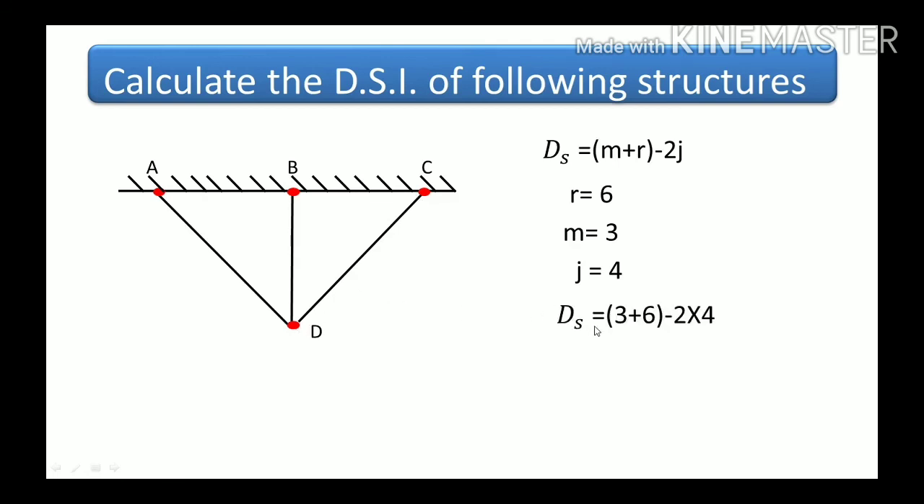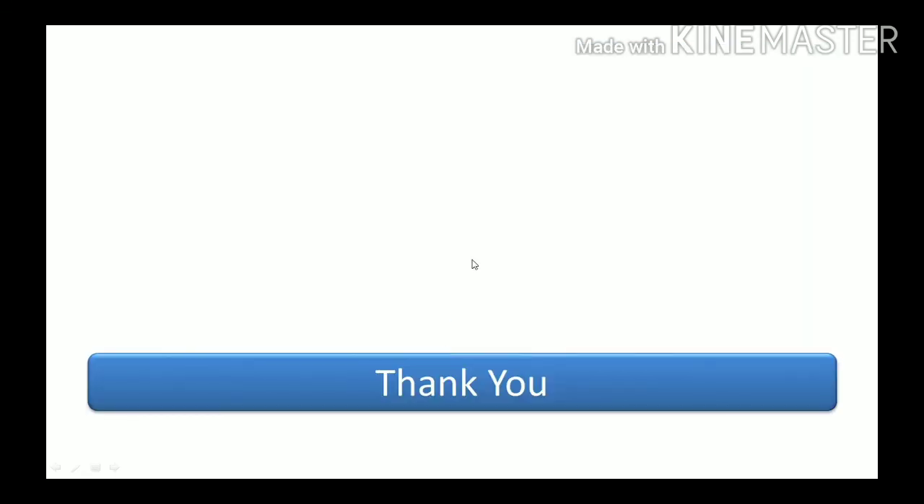So DS is equal to, putting in the values, M is equal to 3 plus R is equal to 6 minus 2 into joints is equal to 4. So this gives DS is equal to 1. It means the degree of redundancy for this frame is 1. Thank you.